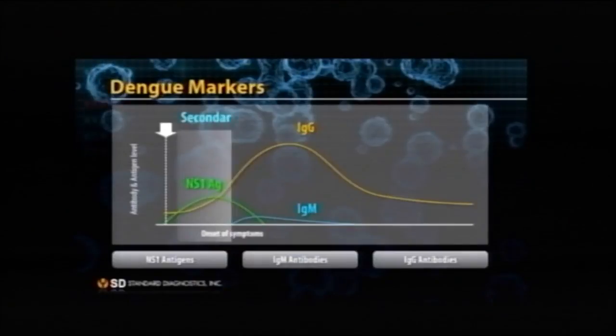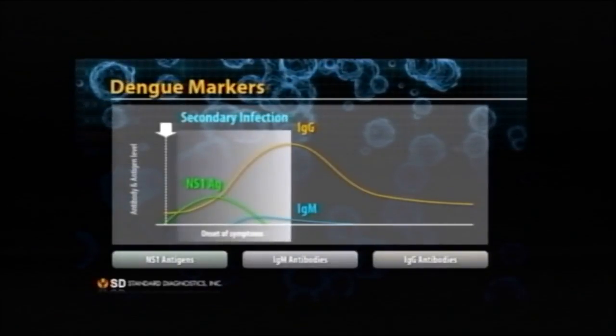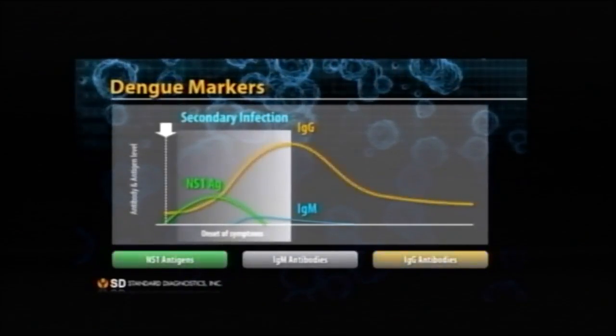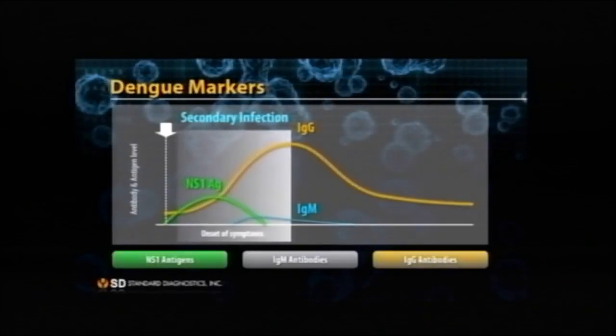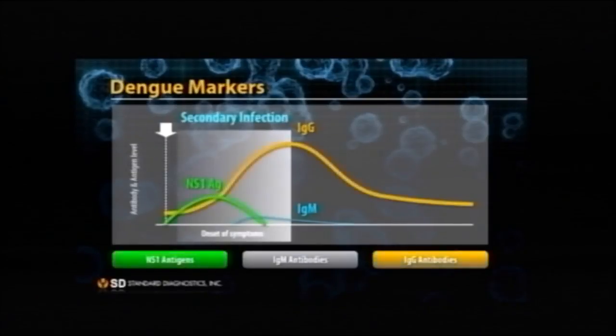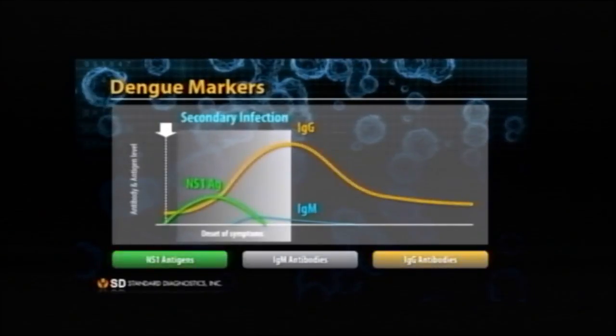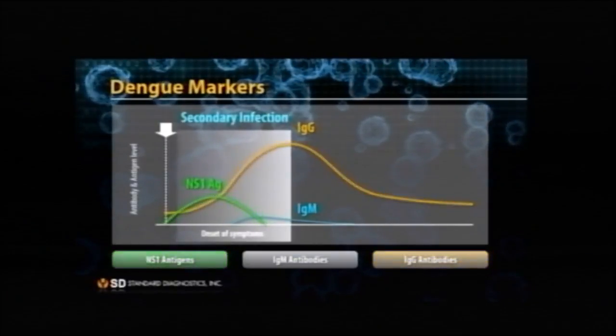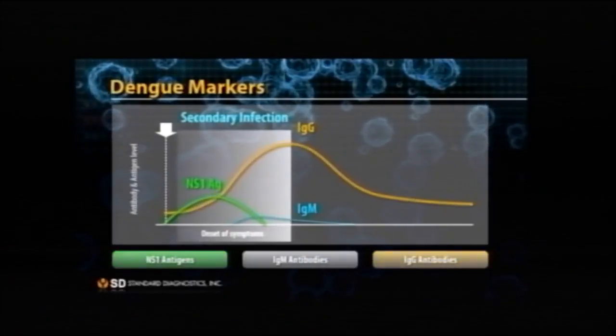In secondary immune response, the graph shows that IgG rises dramatically within 1 to 2 days after onset of symptoms, simultaneously with IgM antibodies. Therefore, patients with secondary infections will have a positive IgG result usually, but not always with a positive IgM result.